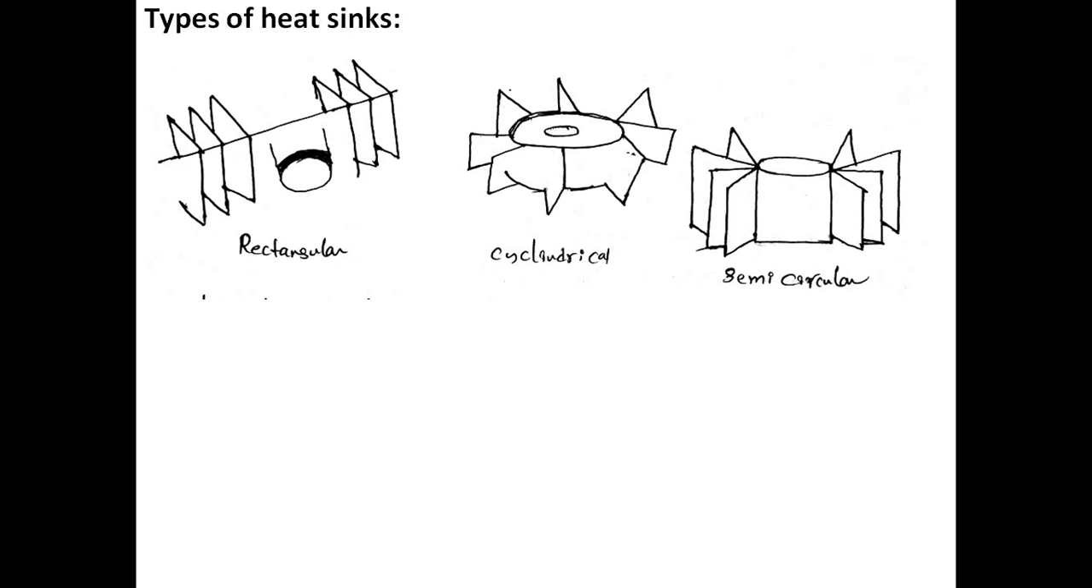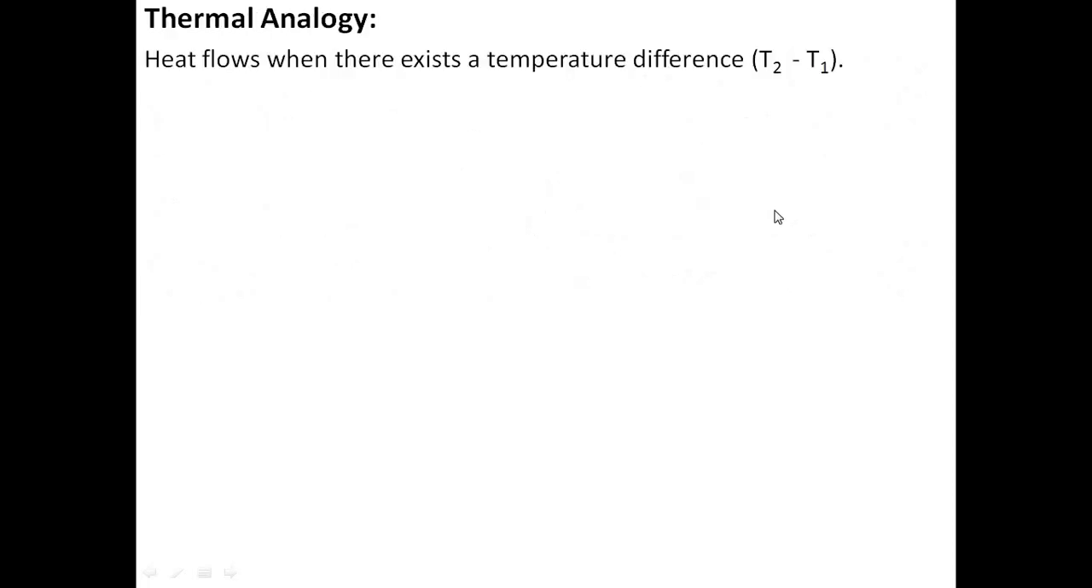These are the various types of heat sinks. This is the most popularly used heat sink, which is a rectangular one, and other forms are also available, but these are not as popularly used when compared with this rectangular heat sink. We have a cylindrical and we have a semicircular. Now we will go through the thermal analogy.